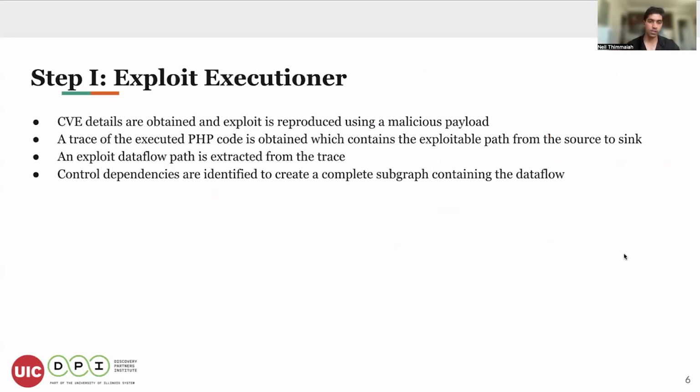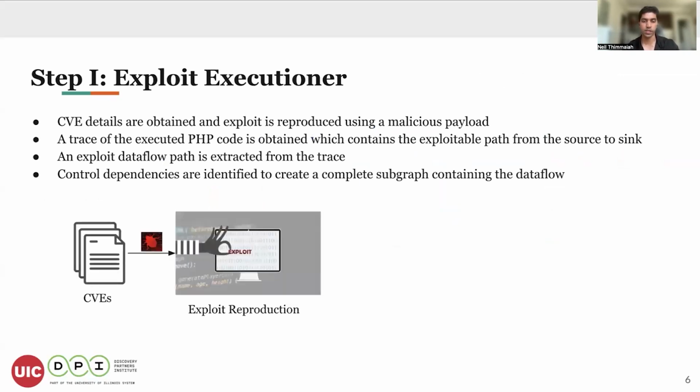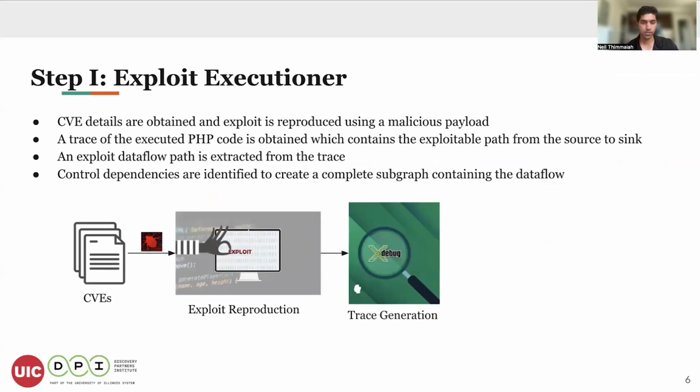So let's look at the steps by how FIXX performs this. The step one being what we call the exploit executioner. So the first step would be obtaining details from the CV and then reproducing the exploit using a malicious payload. Once that is done, we obtain a trace of the code for which the exploit execution occurred and obtain the paths from the source to the sink.